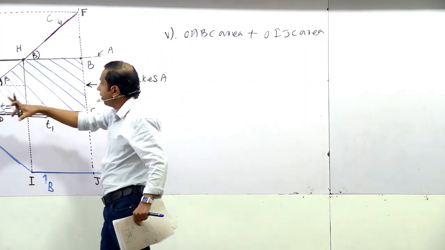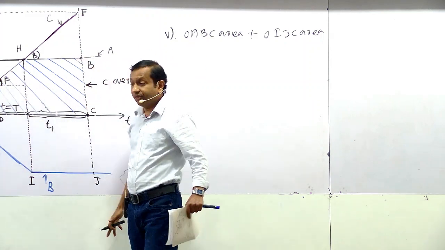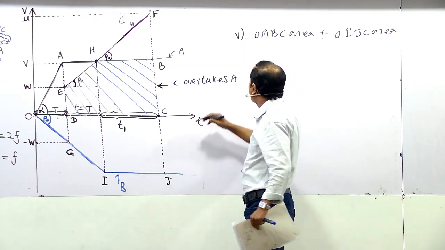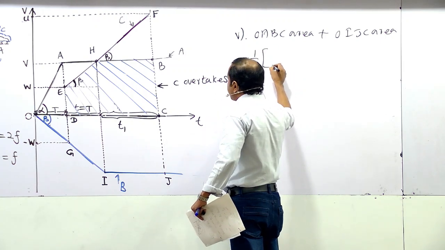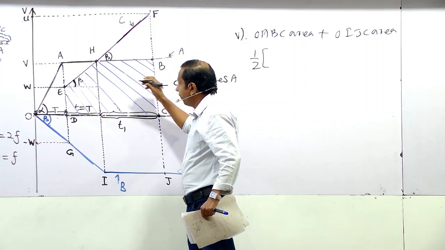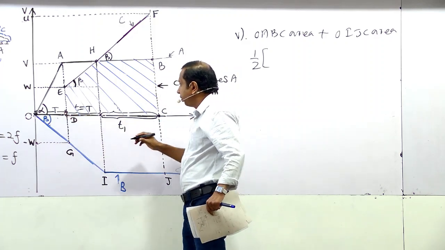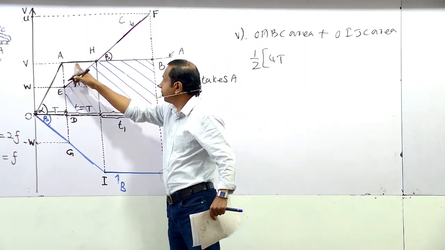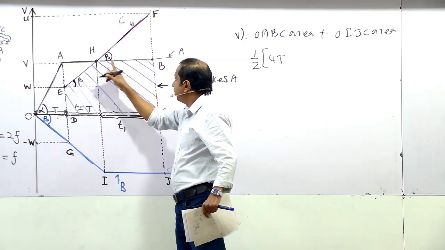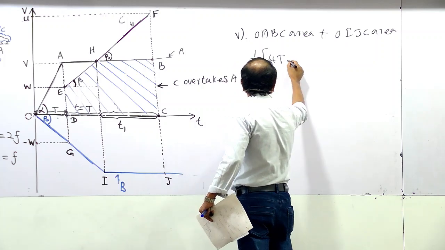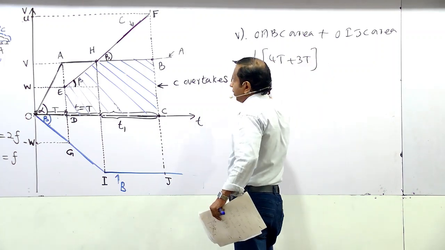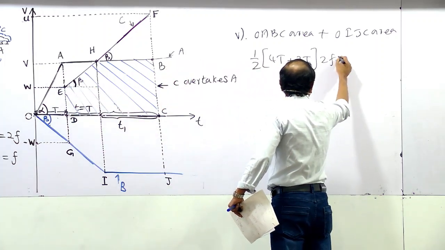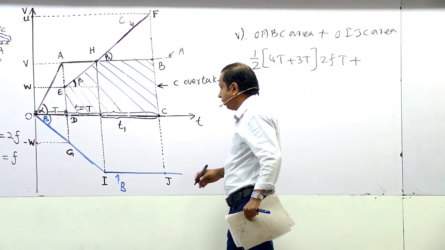What is this OABC area? It's a trapezium. What is the area of a trapezium? Half the sum of the parallel sides. One side is T, 2T, 40. The other side is 2T plus T, that is 3T. The perpendicular height is this V, 2FT. Right.